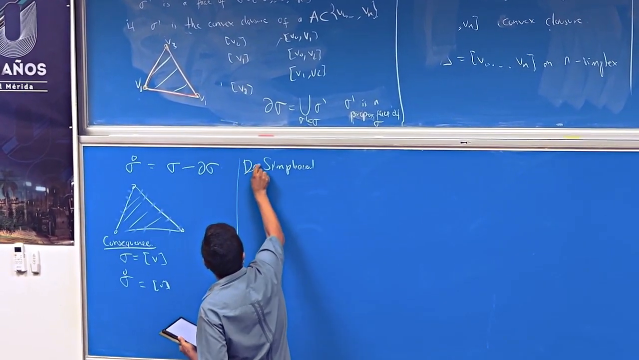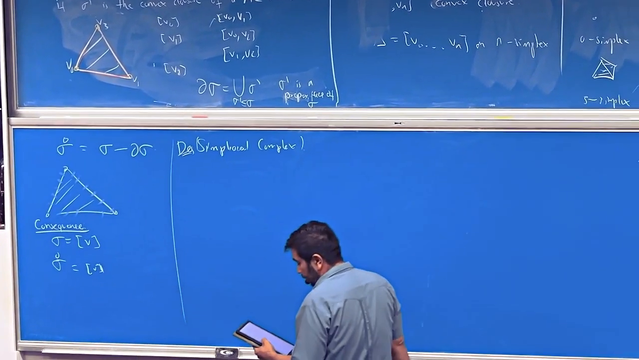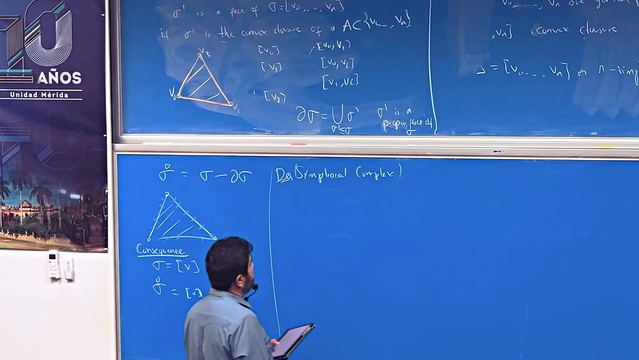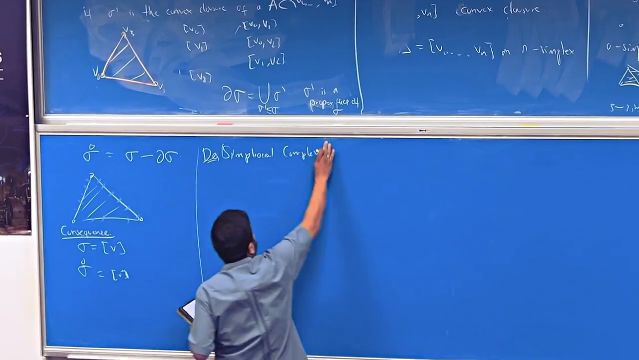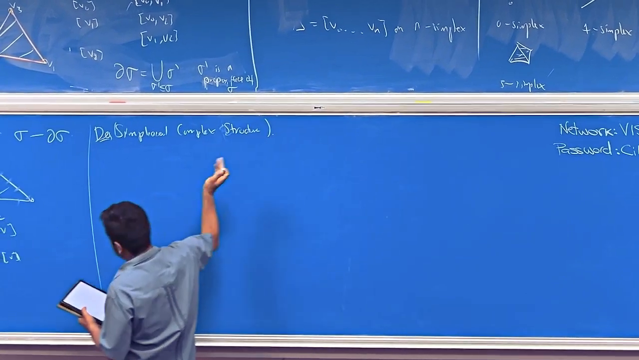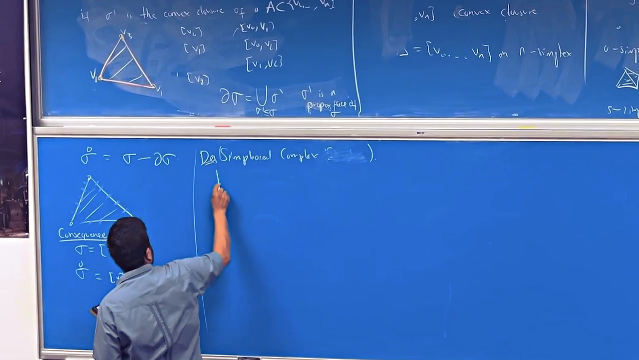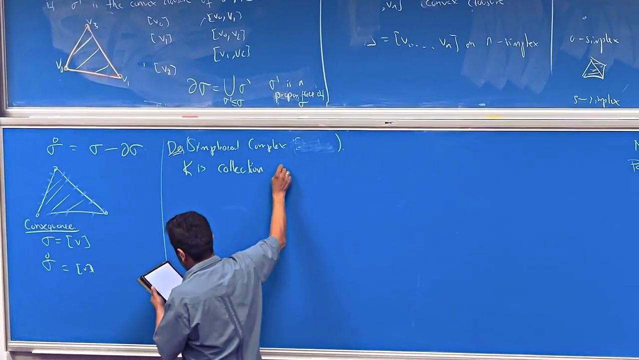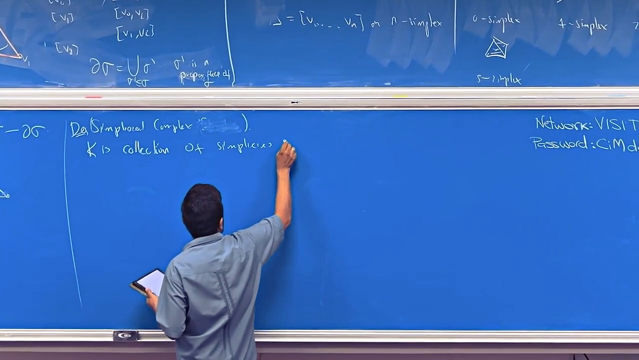Simplicial complex. This is just the definition. Oh well, I wrote here simplicial complex, but what I'm going to define here is a simplicial structure, a simplicial complex structure. So if K is a collection of simplices such that.